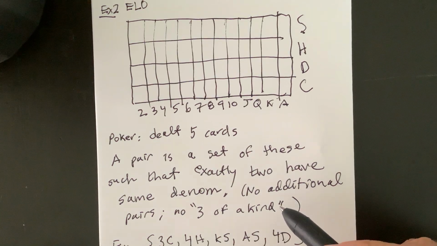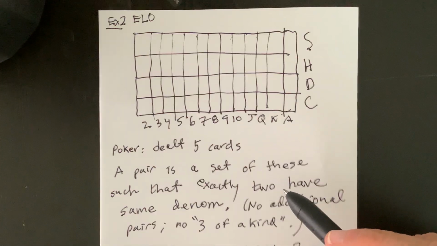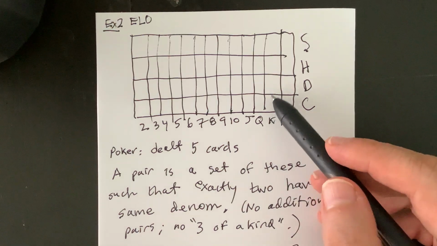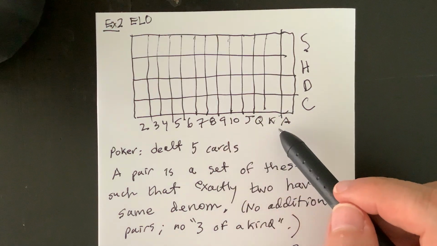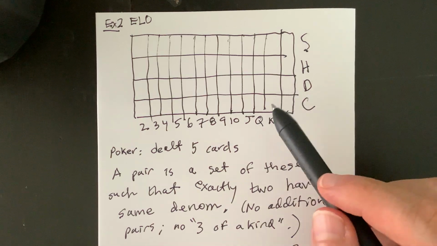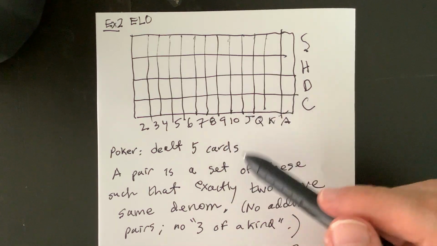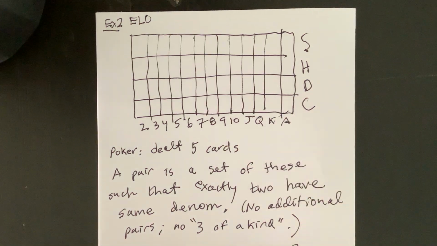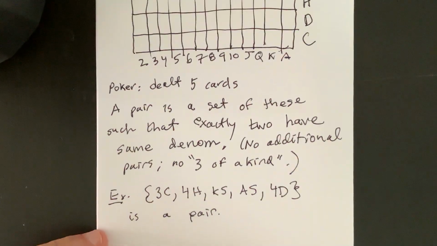And that is when, out of the five cards, you have exactly two of one of the denominations, and not three, not four, exactly two, and no other matching denominations. So here's an example: three of clubs, four of hearts, four of diamonds. That's the pair. King of spades, ace of spades. Okay, so that's a pair.